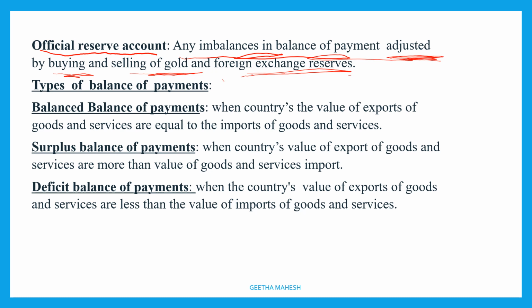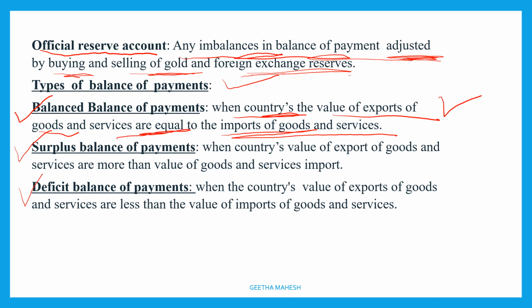The types of balance of payments you can see here: balanced balance of payment, surplus balance of payment and deficit balance of payment. When the country's value of export of goods and services is equal to the import of goods and services, then the balance of payment is said to be balanced.